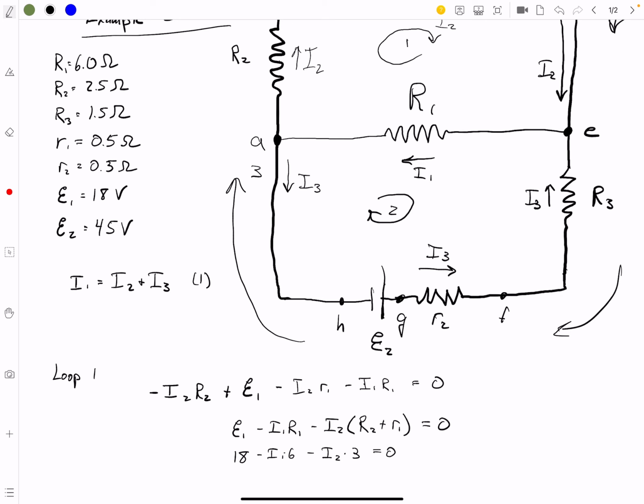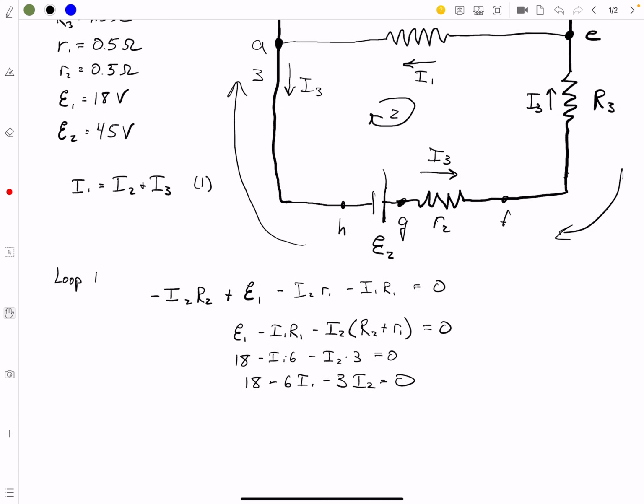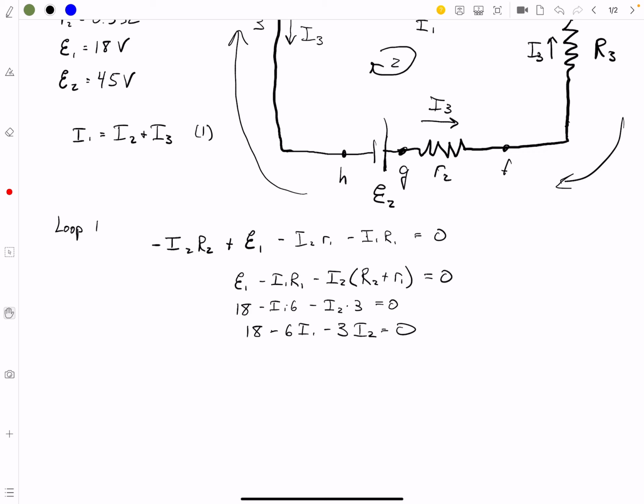Let's rewrite that so that it's easy to see. 18 minus 6 I1 minus 3 I2 equals 0. Okay. Blah, blah, blah. By the way, this is our equation 2.